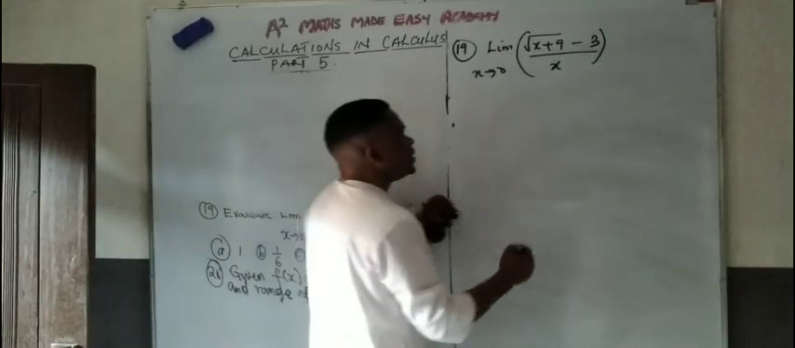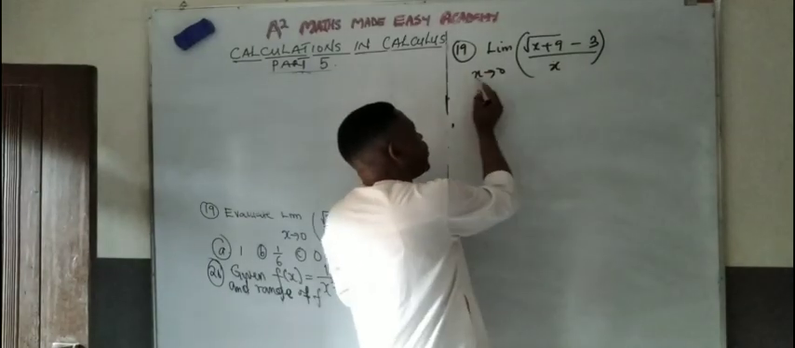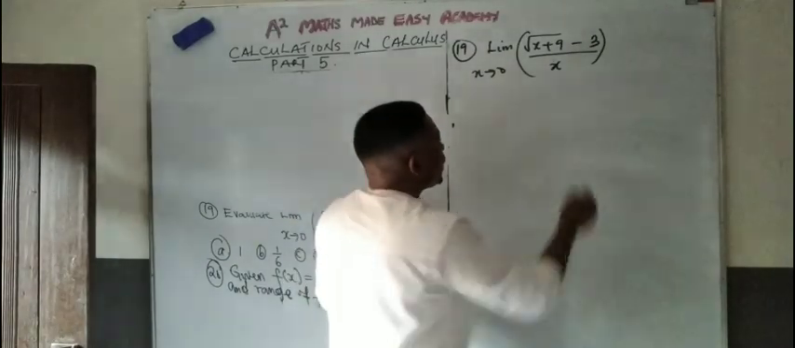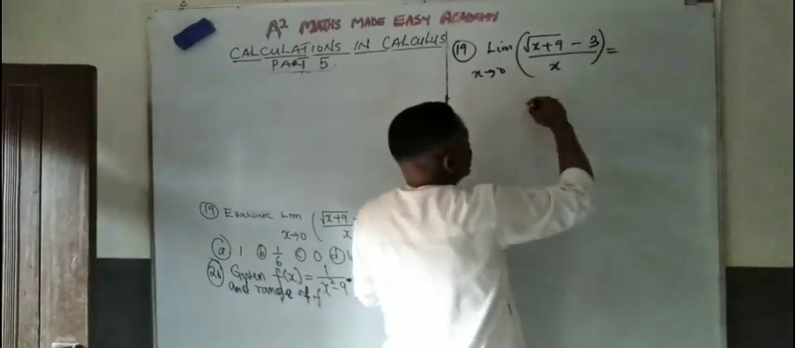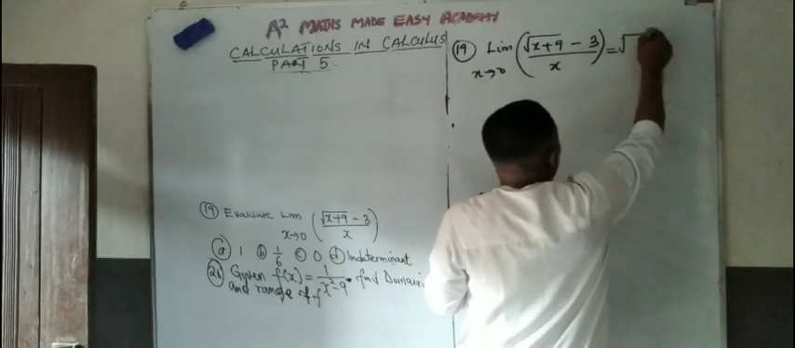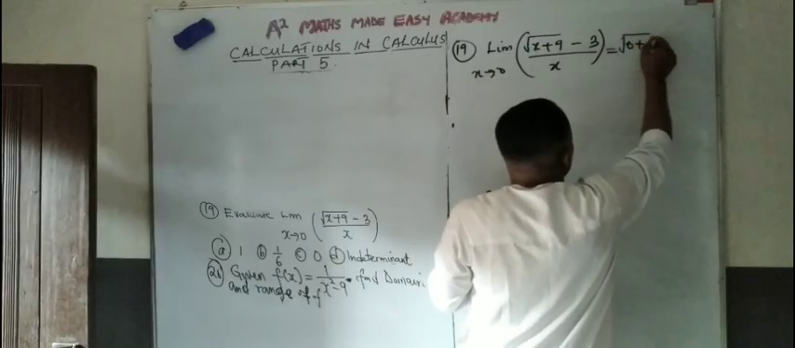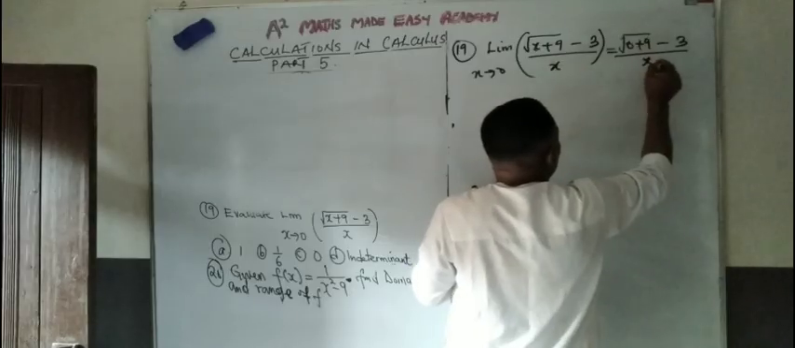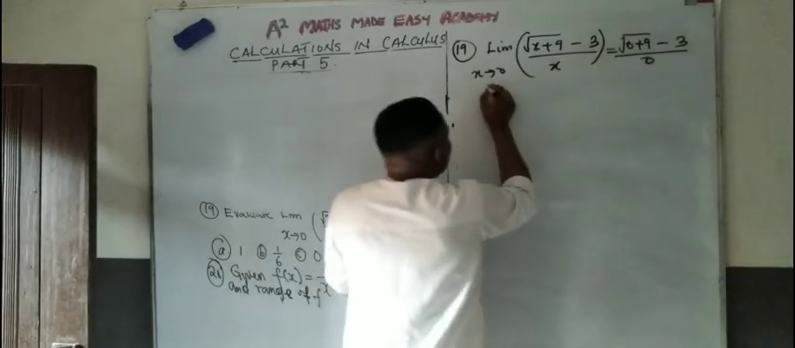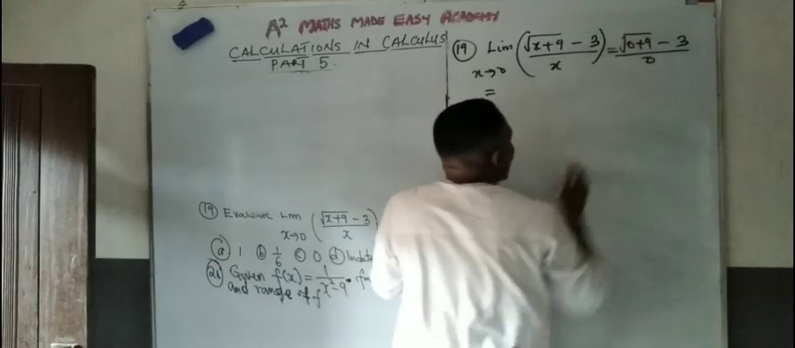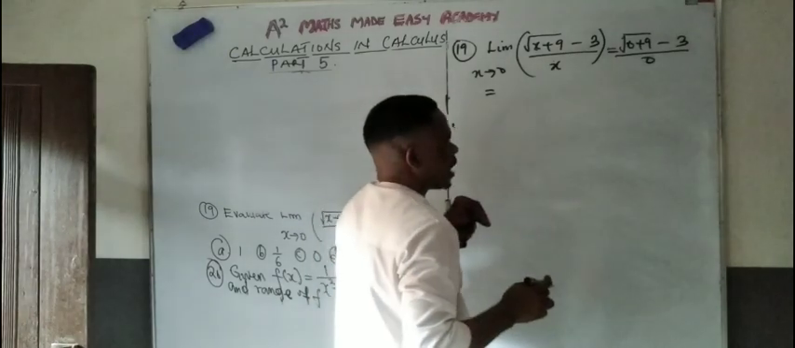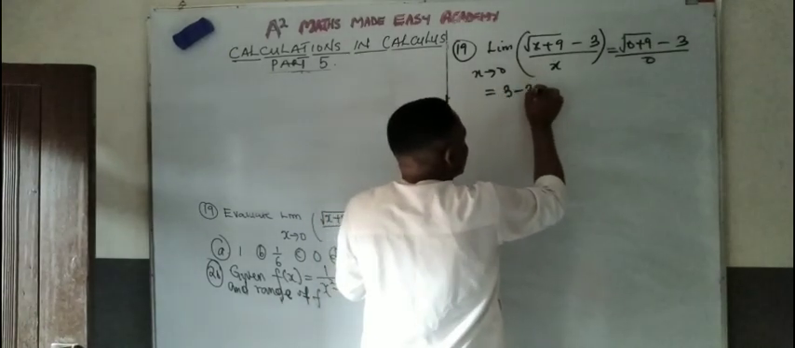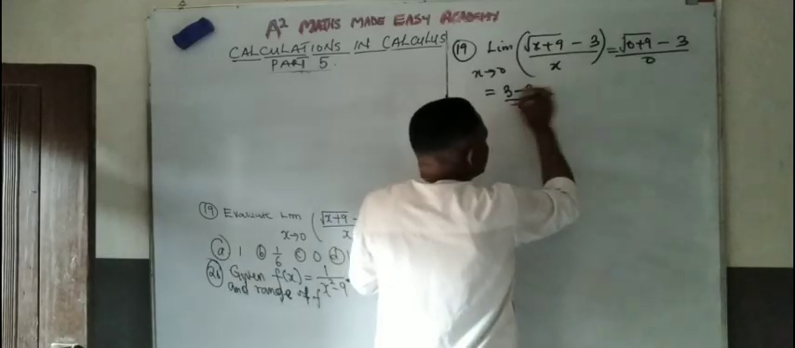Under limit, the secret of solving a limit is to know what x tends to. Here, x tends to 0, right? So let us substitute now and know what we get. This is square root of 0 plus 9, right? Minus 3, then all over x, which is 0. Can we now progress? 0 plus 9 is 9. Then square root of 9 will give you 3. Then minus 3, all over 0. What is 3 minus 3?